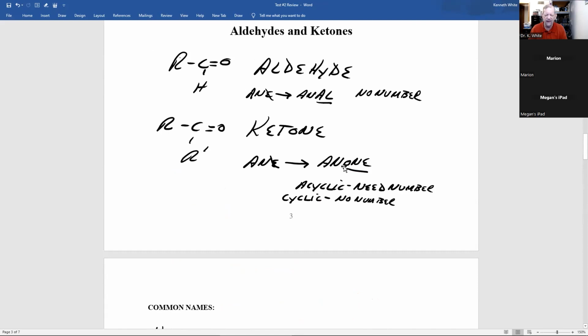Drop the E and add ONE. Now, for acyclic, you need a number. What carbon closest to the end of the chain has the carbon double bond to oxygen, the carbonyl carbon? For a ring, you don't, because in all cases, a carbonyl carbon of a ketone in a ring is always number 1.